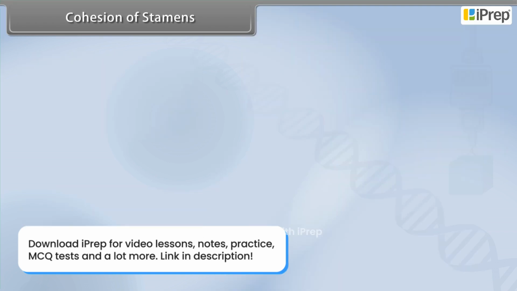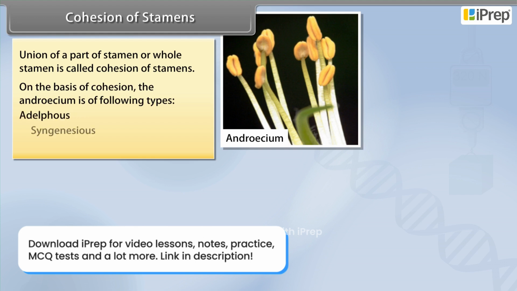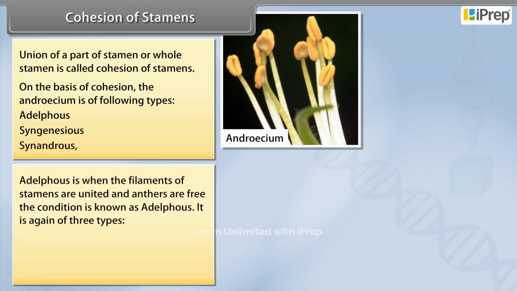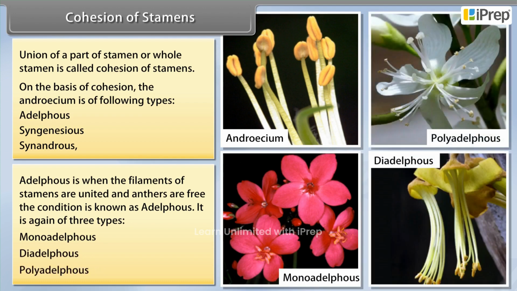Cohesion of stamens. Union of a part of a stamen or the whole stamen is called cohesion of stamens. On the basis of cohesion, the androecium is of the following types: adelphous, syngenesious, synandrous. Adelphous is when the filaments of stamens are united and anthers are free. The condition is known as adelphous. It is again of three types: monadelphous, didelphous, polyadelphous.